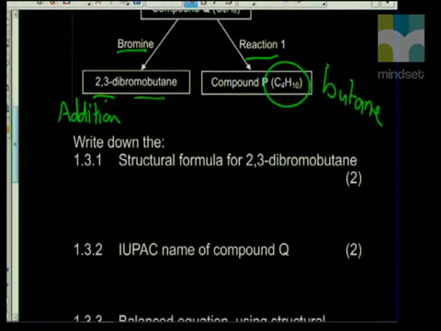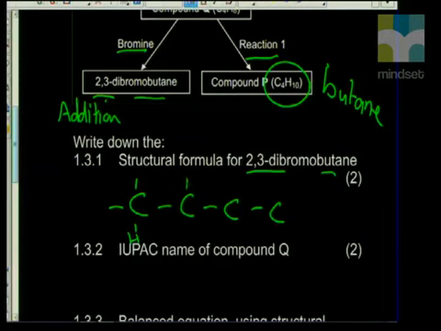It says, write down the structural formula for 2,3-dibromobutane. Well, to start off, but means 4. So 1, 2, 3, and there's my 4th carbon, all in a nice row. We need to recognize that each of these carbons has 4 bonds. And I don't want to put anything in at the moment to indicate what else is bonding with them.